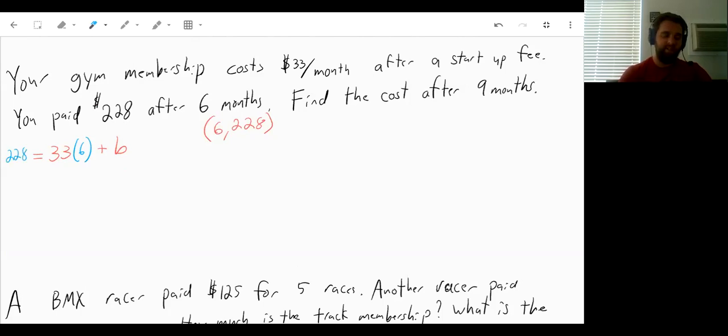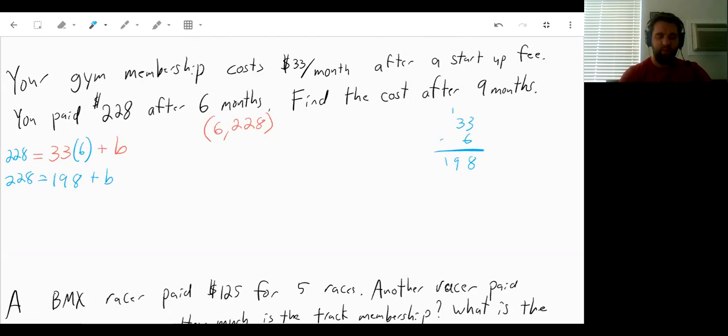Well, now we can go ahead and solve this. So 33 times 6 comes out to be, actually I don't know that off the top of my head, so let's do this quick. 6 times 3 is 18, carry the 1. So it's going to be 198 plus some amount equals 228.